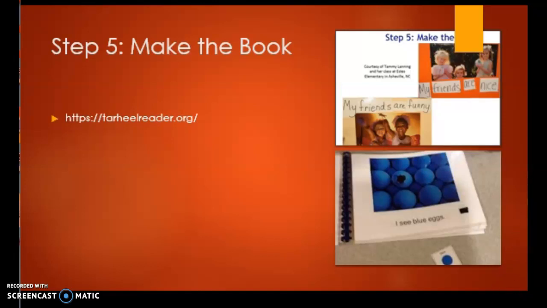In this bottom example here, which is what my class does, we use a program called Tar Heel Reader to create our books. It's a great tool for creating books online. So what the students will do is they'll type in their sentence. The sentence was, I see blue eggs. And then they would be able to look up pictures using Tar Heel Reader to put in their book.